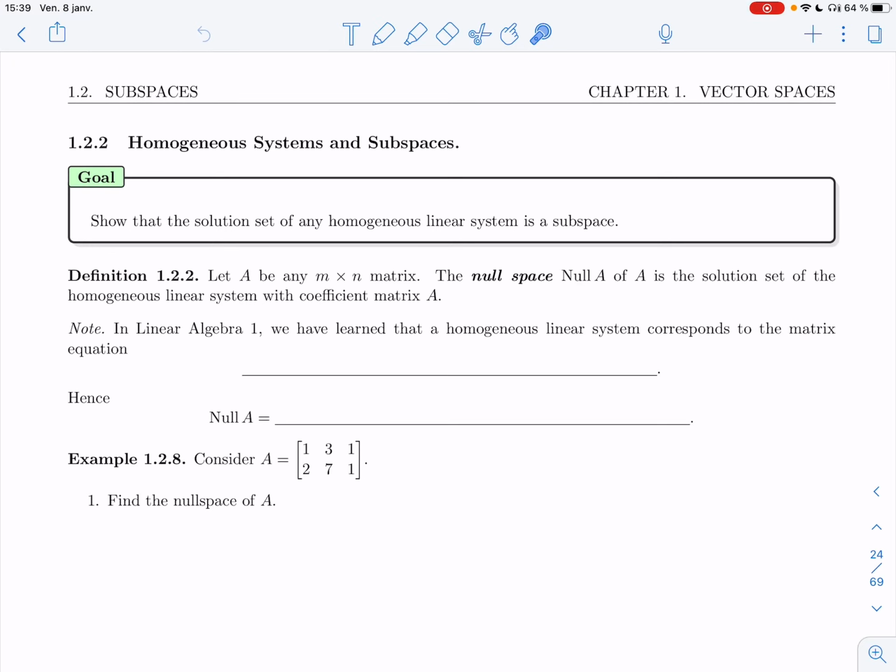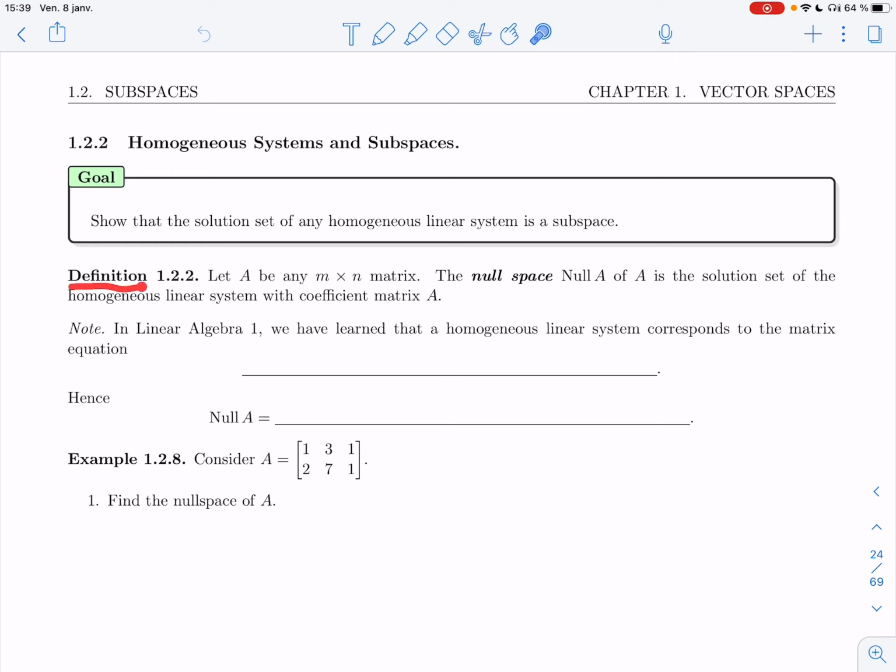Welcome back. In this video, we'll be looking at section 1.2.2. We'll be talking about homogeneous systems and subspaces. Our goal is to show that the solution set of any homogeneous linear system is a subspace. Now, to get there, we'll define a few things.